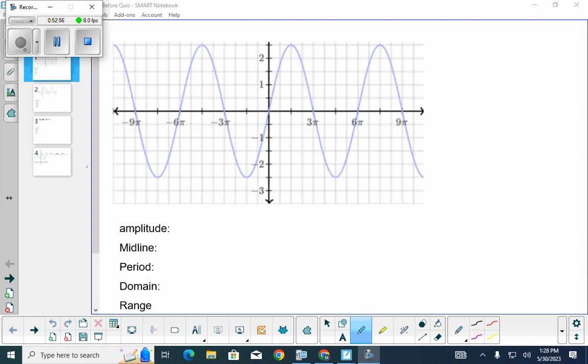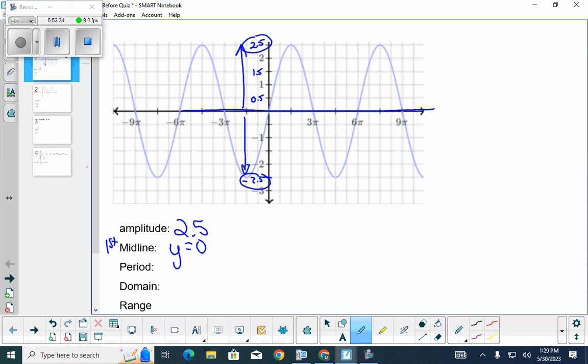Okay. So usually I almost always do the midline first. So make sure you're paying attention to scale. I always put the numbers on here. So I'm counting by 0.5s. So the top of this is at 2.5. The bottom of this is at negative 2.5. Because it goes up and down to the same number, that means automatically the midline has to be at 0 because it hasn't moved up or down any. So from the midline, it goes up 2.5 and down 2.5, so the amplitude is 2.5.